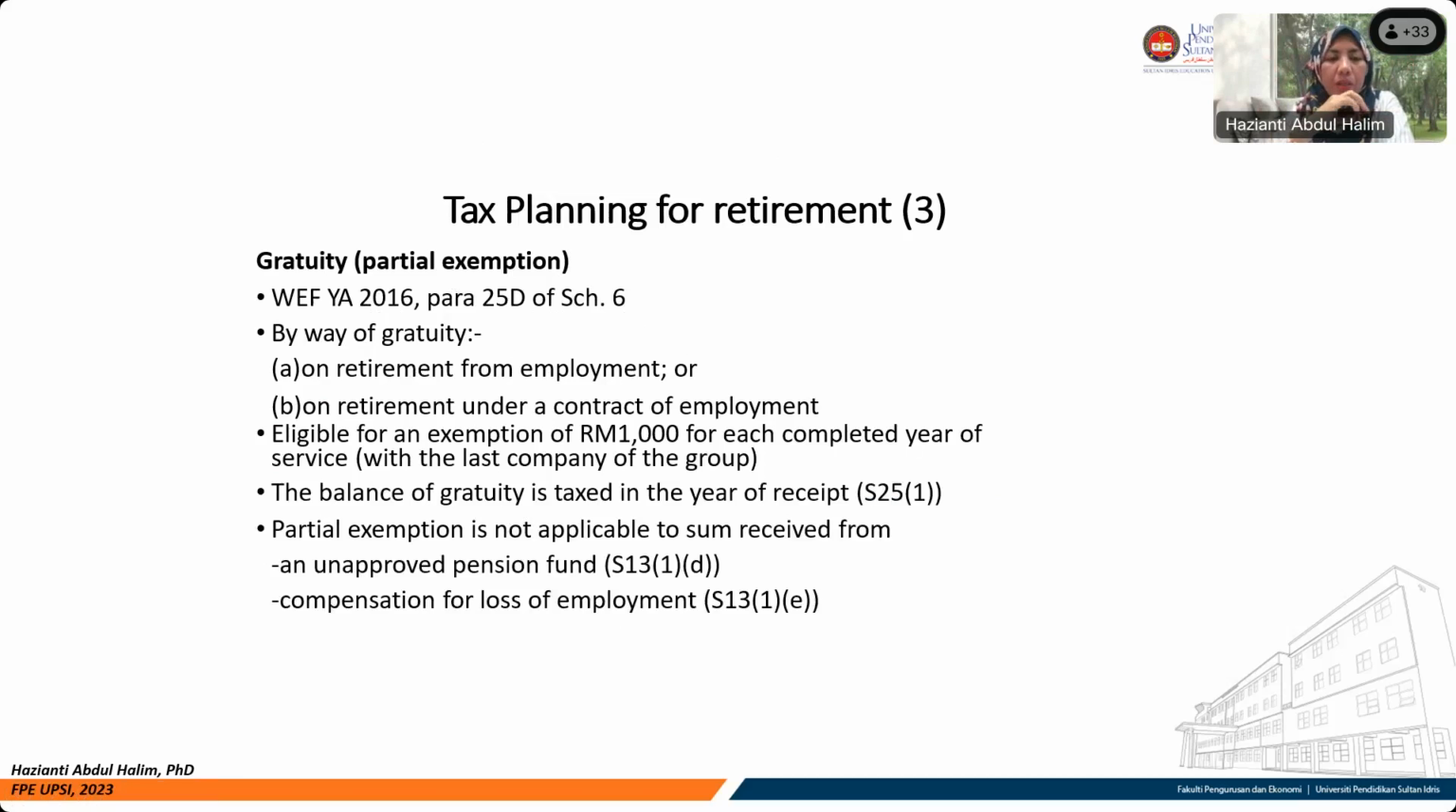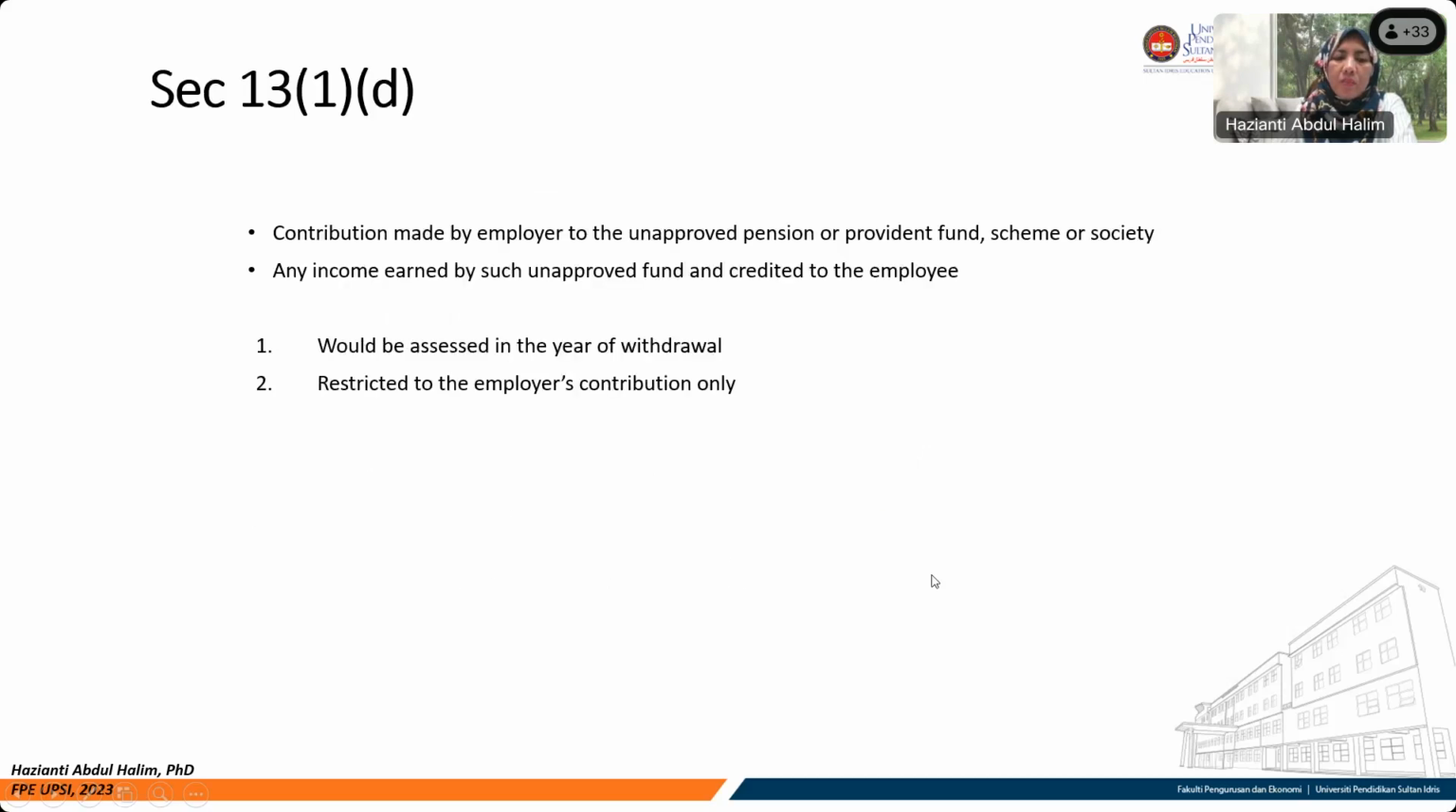Partial exemption, dia tak dapat semua. Partial exemption ni 1,000 for each completed year of service. So the balance of gratuity is taxed in the year of receipt. 131D ni yang tadilah, assessed in the year of withdrawal, restricted to employer's contribution only. Yang kena tax ni yang unapproved tadi tu hanya on employer's contribution.